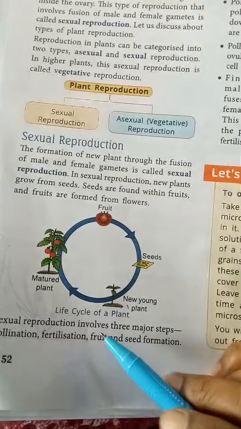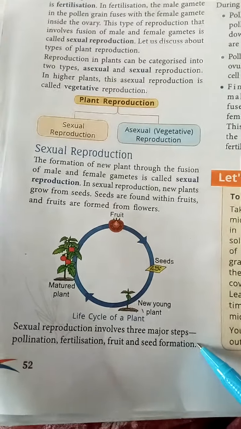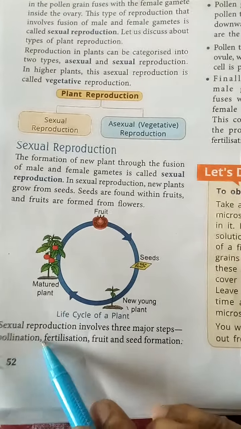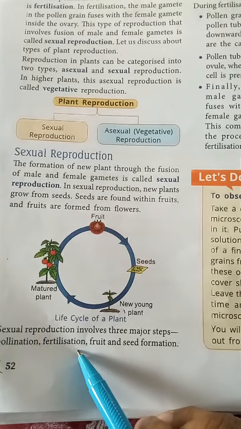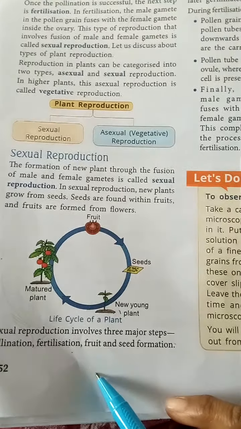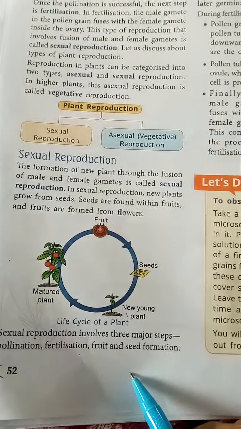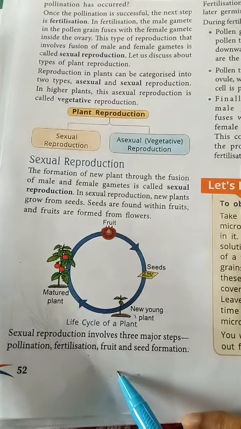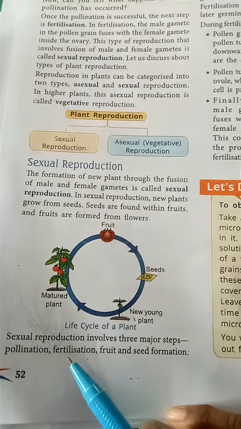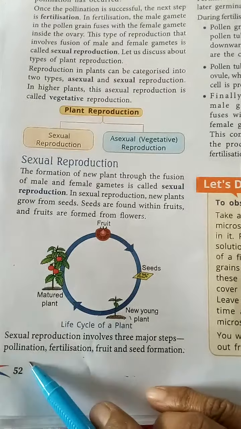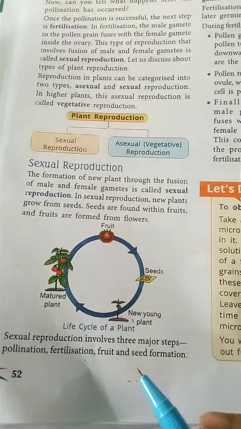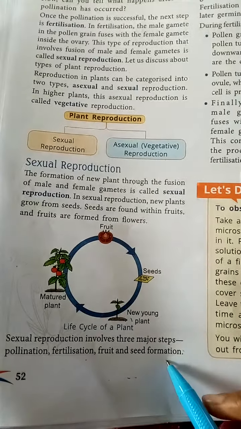So sexual reproduction involves three major steps, which are pollination, fertilization, and fruit or seed formation. These three steps are involved in sexual reproduction. Which steps? Pollination, fertilization, and fruit and seed formation.